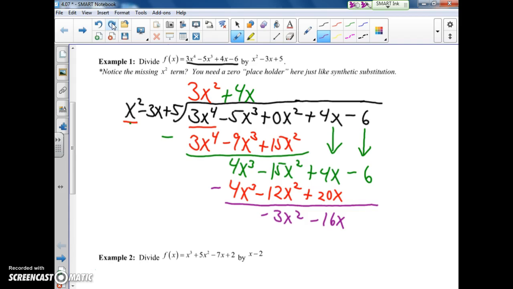Okay, what do I do with that negative 6 on the side? Bring it on down. We're going to bring that down also. There we go, negative 6. So now we're there. Now we do it again.